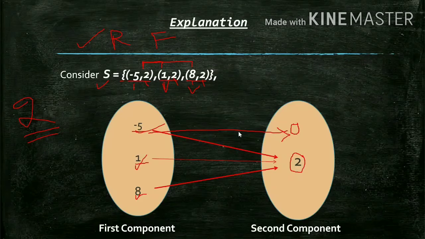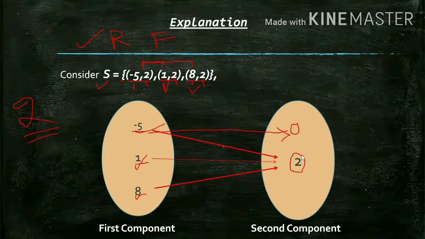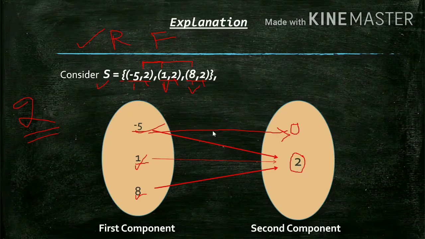So this is not the thing to happen. If 0 and 2 had the same pre-image -5, then it would not be a function. But here each has only one image and they do not have the same pre-image. It is having a different one.